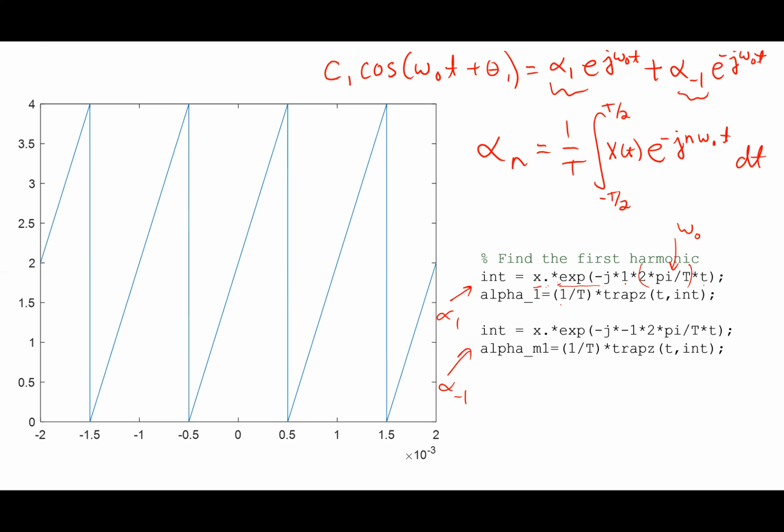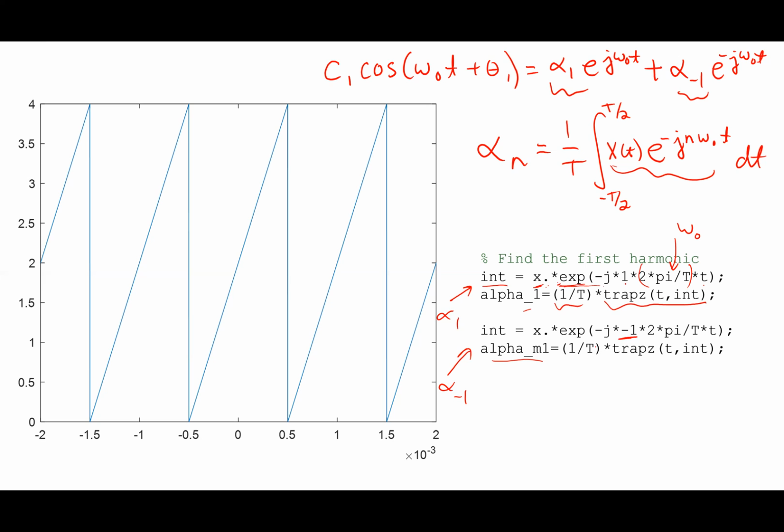Okay, and then what I did was I took 1 over T times that integral. So I made my integrand x of t times this exponential function. And I did the dot multiply because remember, I need to multiply each individual entry in x by the corresponding entry in the exponential function. All right, so that gave me my alpha 1. And then I do the same thing for alpha minus 1. The only thing that changed here is that in my exponential function, I made that a minus 1.